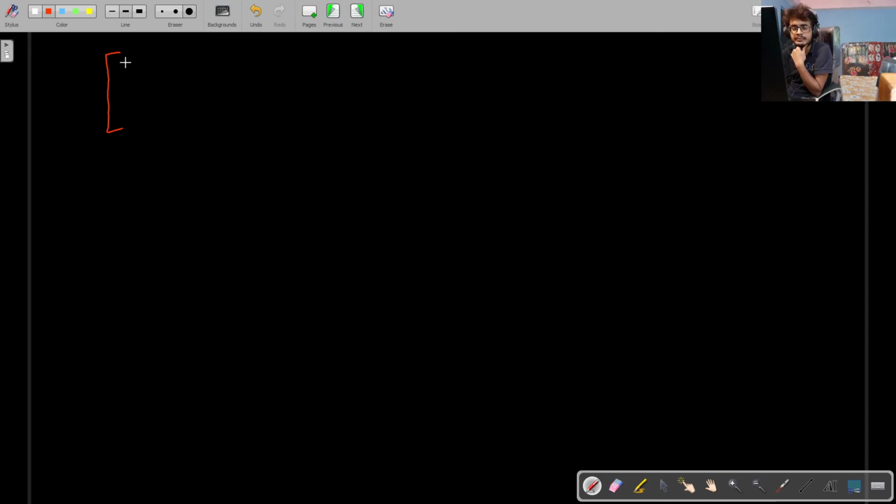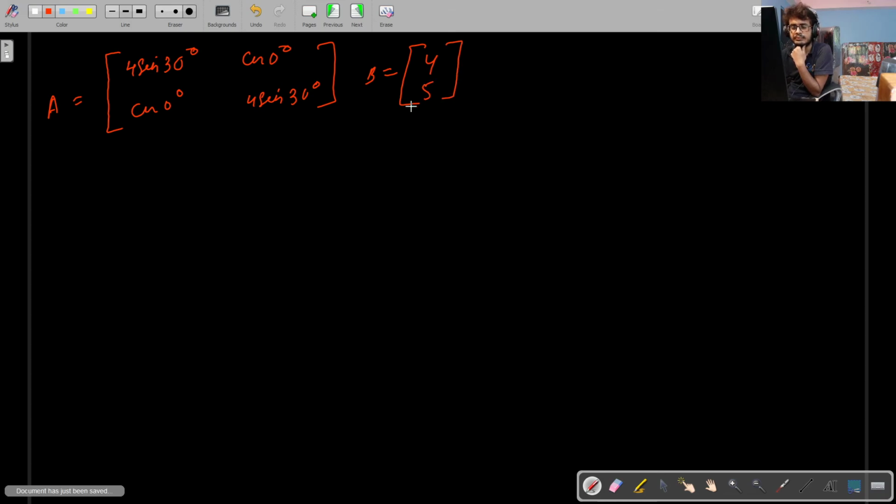Given matrix A, yes, matrix A is equal to 4 sin 30 degree, cos 0 degree, cos 0 degree, 4 sin 30 degree. And B is 4 and 5, one below the other.